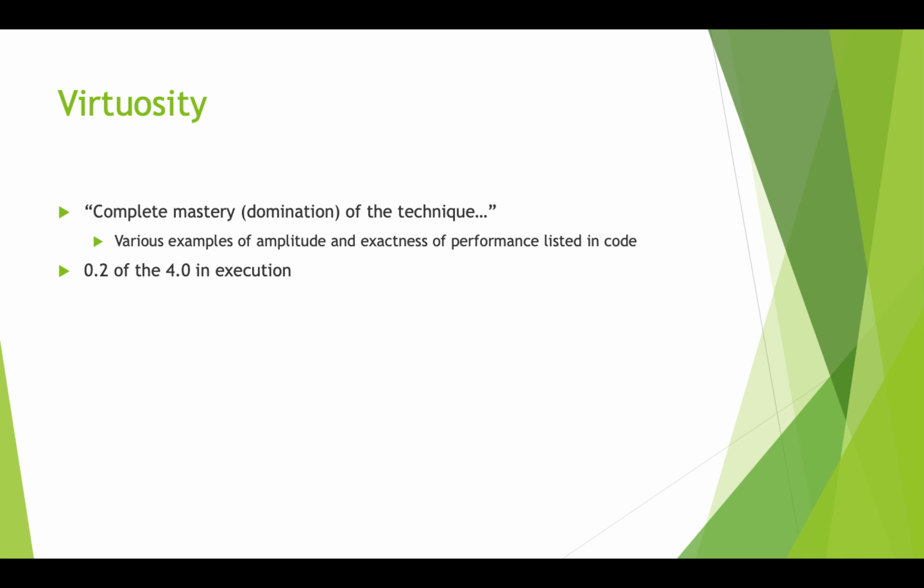Virtuosity has sort of a lengthy definition in this code. To paraphrase it, it basically refers to amplitude, exactness of performance. But beyond that, it does not really say where this 0.2 comes from. It doesn't specify whether it's something you lose or whether it's something that you gain. The definition of virtuosity changes as the 80s went on, and it becomes sort of a double deduction in the 1985 code of points. You can watch that video if you're interested.